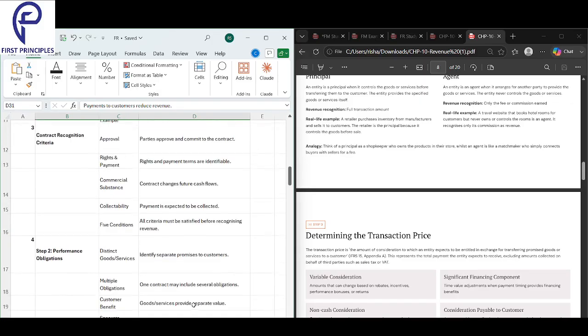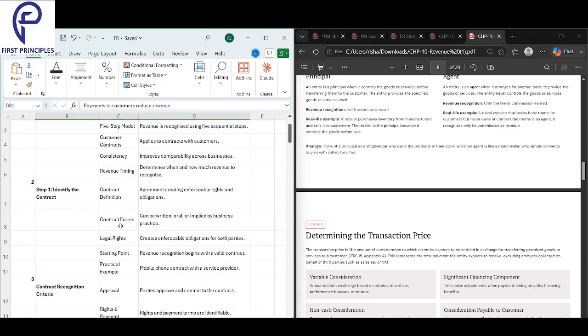So quickly, once we look into step 1 and step 2, what did we understand? In step 1, we understood that you have to identify the contract, right? And what is a contract? Both the parties have some legal duties. It can be written, spoken, or the way the business is conducted. Both the parties have their own rights and their duties. Starting point is basically when there is a contract, only then there can be revenue recognition. No revenue recognition if there is no contract. Example is a mobile service provider.